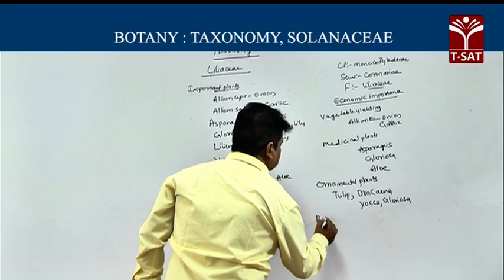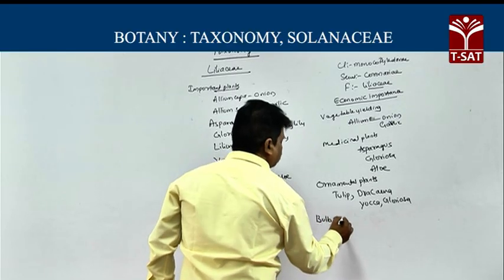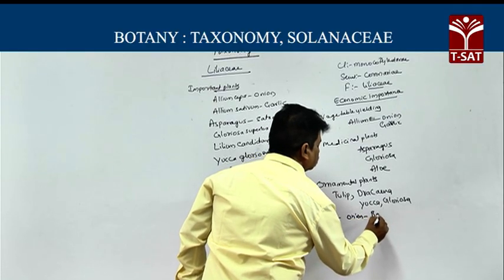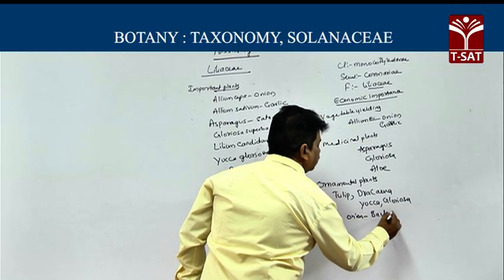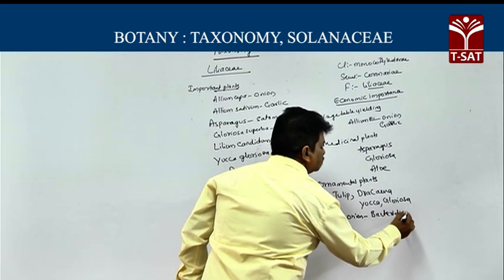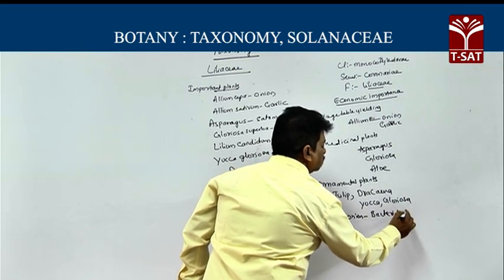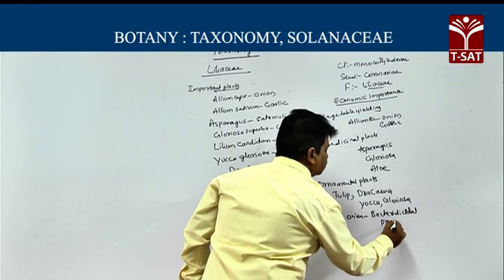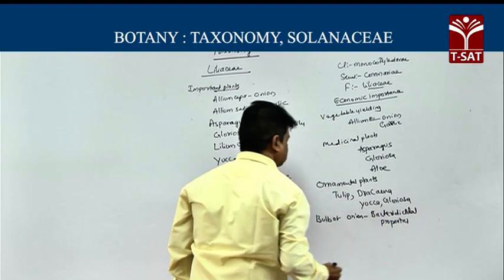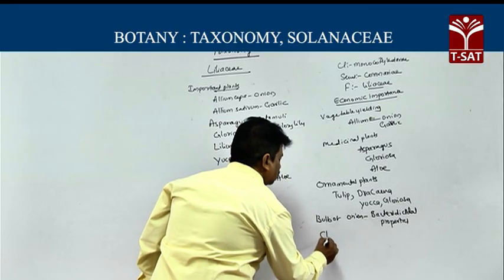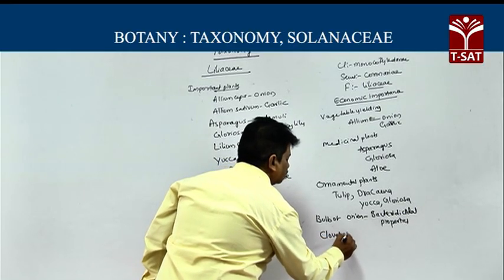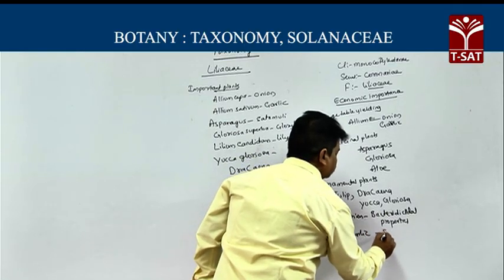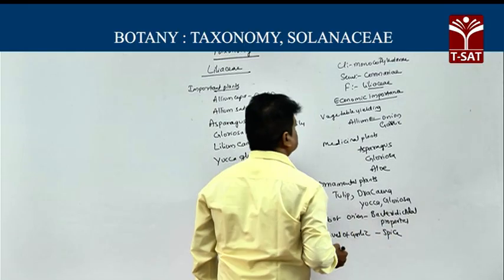Next one, bulb of onion shows bactericidal properties. Bactericidal properties, bulb of onion. Cloves of garlic used as spice.